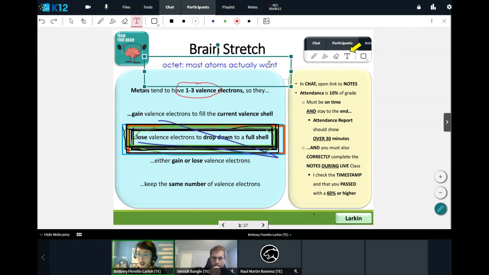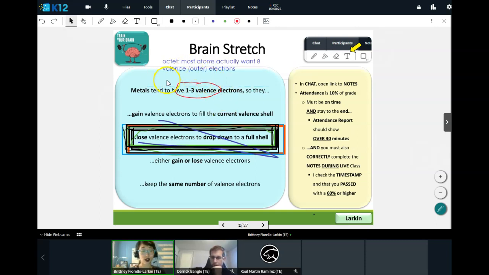Yes, yes, yes. I see Tara, I see Rose, I see Alexis. Need more participation. Again, participation is how we learn. Yes, Shane. Excellent. Yeah, they actually want 8 valence electrons. Think about that term oct, like octagon or octopus, right? So 8 valence or outer electrons.